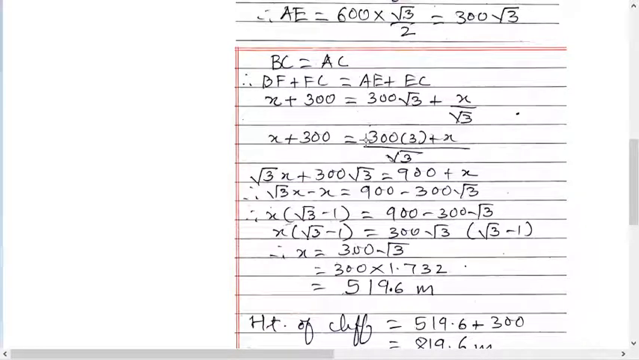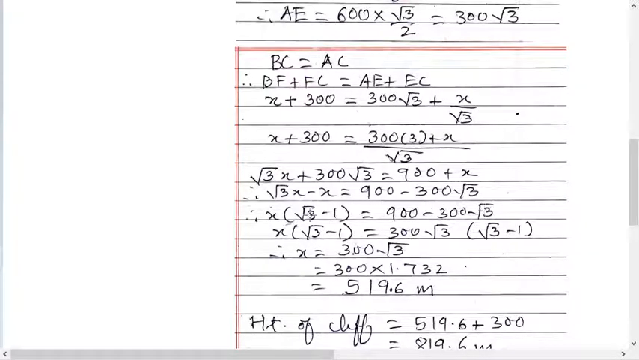x plus 300 equals 300 into 3 plus x upon root 3, right? This multiplication, take root 3 on the other side. Root 3x plus 300 root 3 equals 900 plus x. Solve it for x. Therefore root 3x minus x equals 900 minus 300 root 3. x into root 3 minus 1 equals 900 minus 300 root 3.